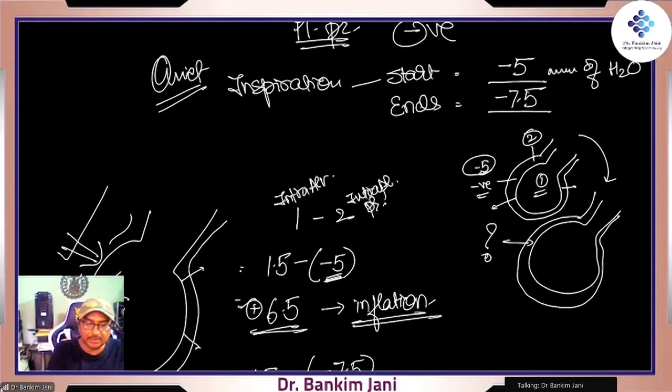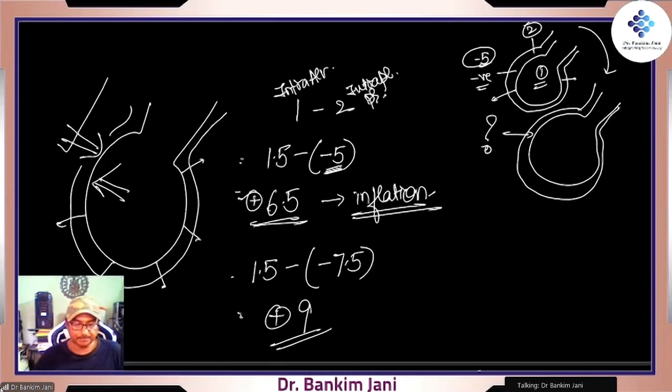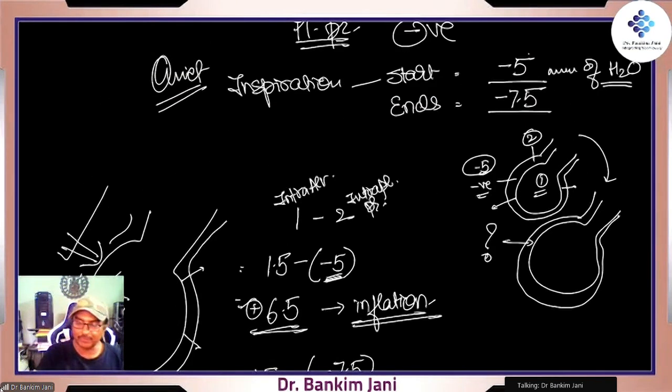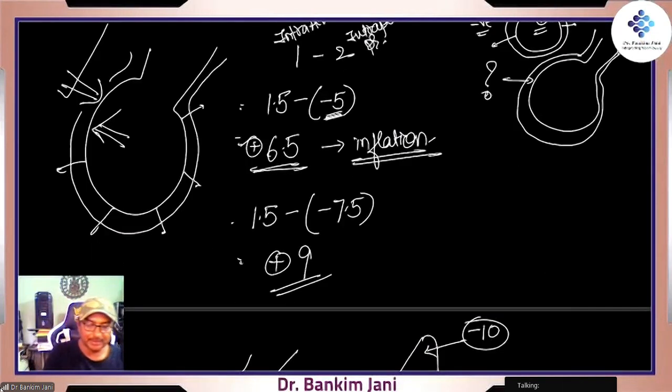So these are quiet inspiration. It starts at -5 to -7.5 millimeters of mercury, right? Quiet inspiration is very gradual, very slow. So when it is, say, -5, and we take the intra-alveolar pressure as 1.5, this is 1.5, and over here it is -5. So what would be the resultant pressure? 1.5 minus (minus 5). So minus becomes plus 6.5.